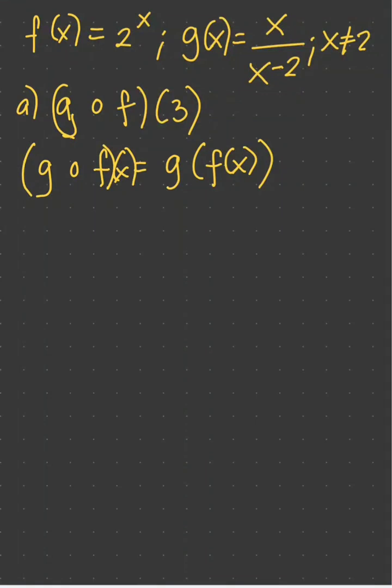g of f of x. So that means we replace the value of x here in function g with the whole function f of x. Alright? And f of x is equal to 2 to the x. So we replace that. So this would become g of 2 to the x. Alright? And then we replace the value of x by 2 to the x.